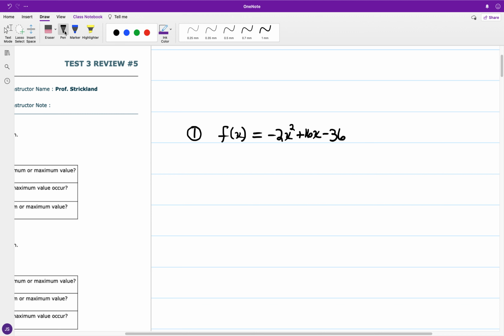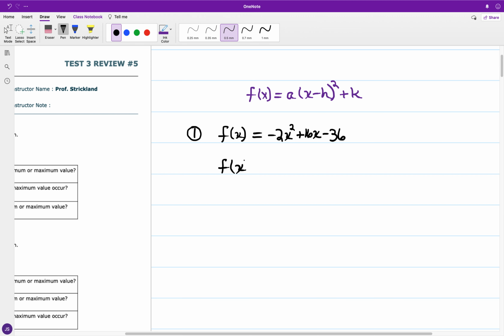For the vertex form, we're going to have f of x equal to a times the square of x minus h, followed by the addition of k. And if I convert what I have from the standard form into the vertex form, first of all, I look at separating the variable terms.